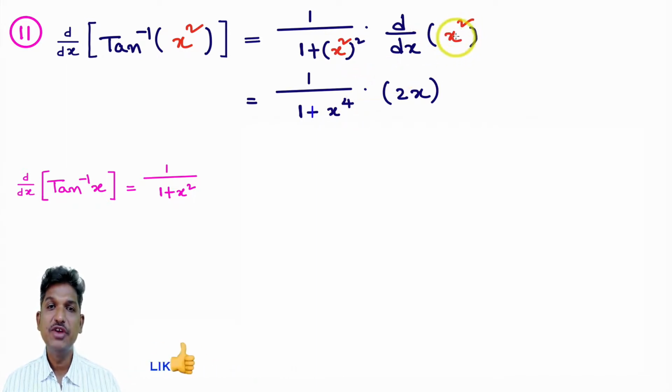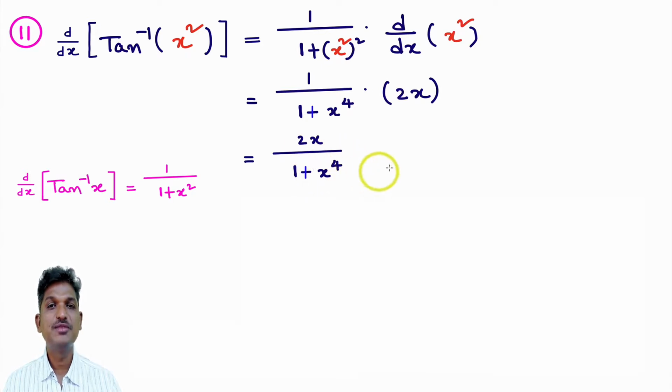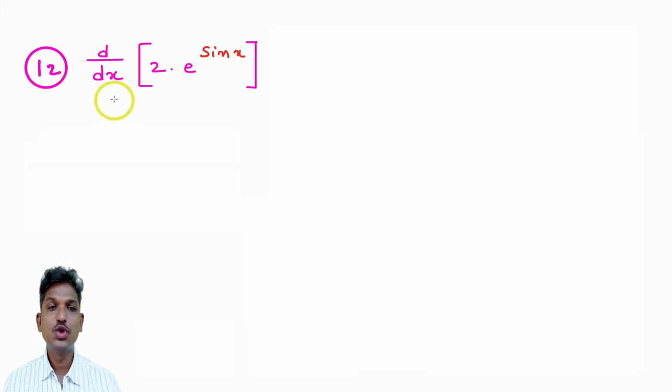We know the derivative of x power n formula, n into x power n minus 1. From that, the derivative of x square is 2x. If I simplify this further, 1 into 2x is 2x divided by 1 plus x power 4. You see this question number 12.